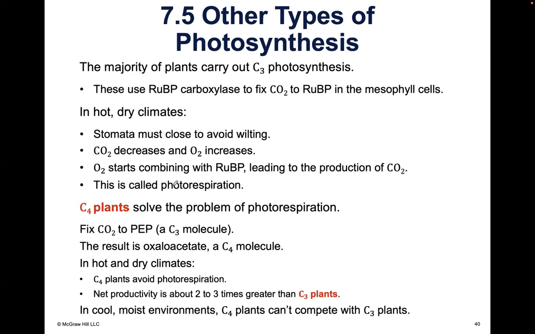They avoid it because they want to reserve and manage their resources. The net productivity is about 2 to 3 times greater than C3 plants. In a cool and moist environment, the C4 plants would not be able to compete with the C3 plants. So this is just a summary on this page.